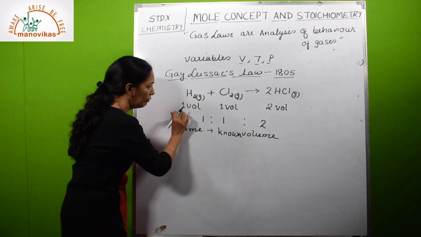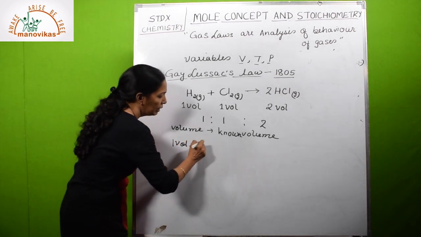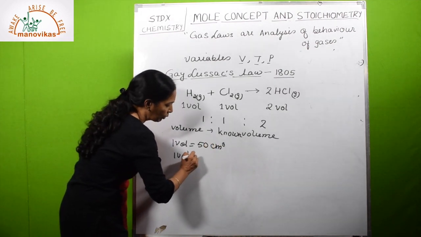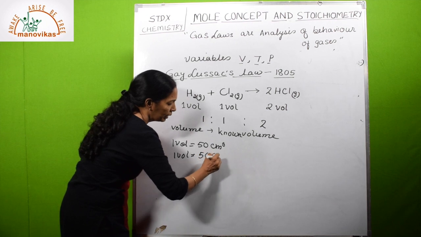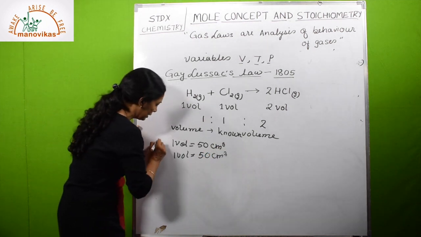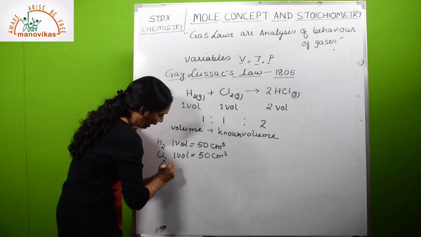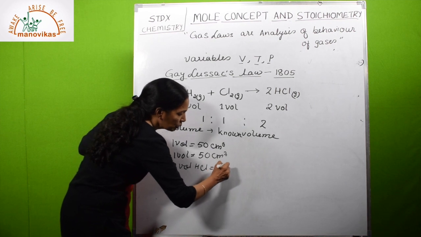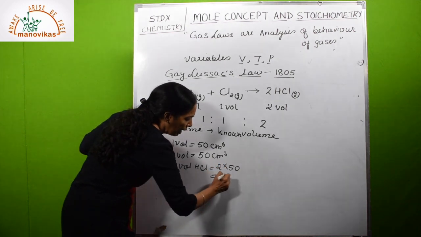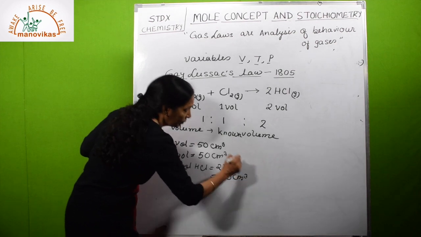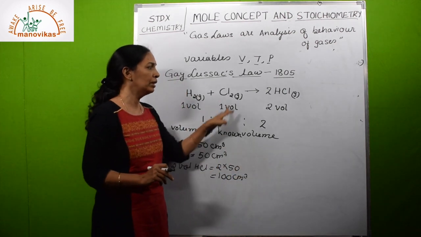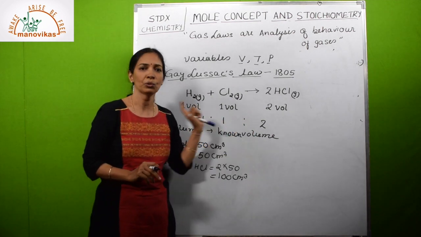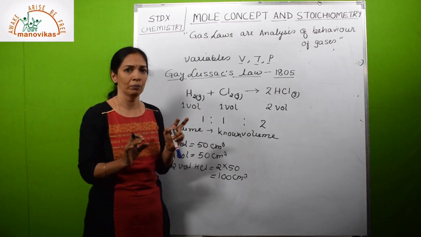So if we say one volume of hydrogen means 50 cubic centimeter, then one volume of chlorine will also be 50 cubic centimeter. This is hydrogen and this is chlorine. And what will be two volumes of HCl? It will be 2 into 50, so this will be 100 cubic centimeter. So 50, 50 and 100. 50 is to 50 is to 100, 1 is to 1 is to 2. So there exists a simple whole number ratio.